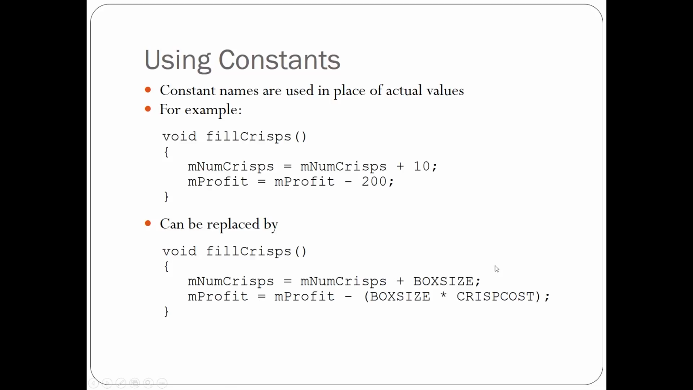The benefit of it is that if all of a sudden the number of crisps in a box changes from 10 to 15, then we just change the constant. We don't have to go all the way through the program in order to make those changes. It's also the case if the cost of a single packet of crisps changes to 25 pence, we just change one constant and that would cascade through the rest of the program. We don't have to go through our program and make lots of changes, we just need to make one.